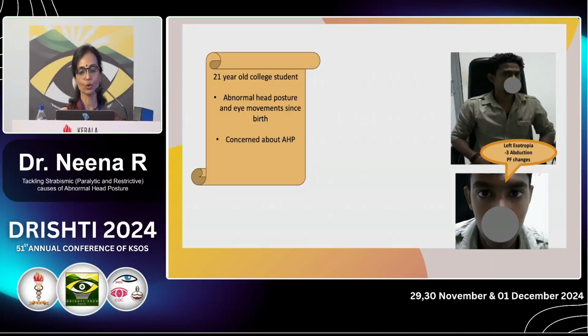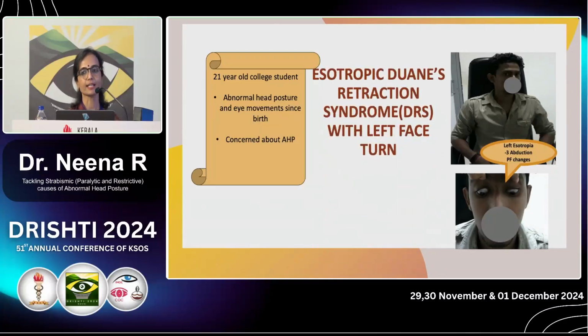He's a 21-year-old college student. You can see that he has a very prominent left face turn. And if you look at the video, you can see that there are some palpable fissure changes in the left eye on adduction, -3 abduction, and he has a left esotropia. So this is a classical esotropic Duane's retraction syndrome with left face turn. He was concerned not about the squint, but about the abnormal head posture.